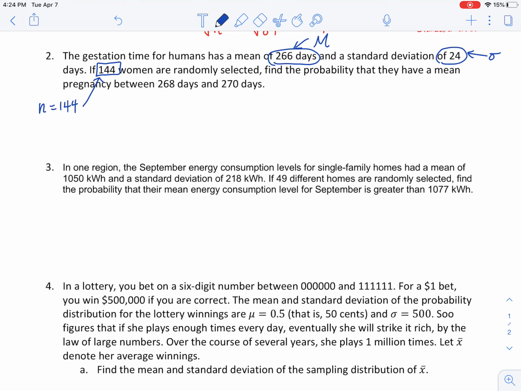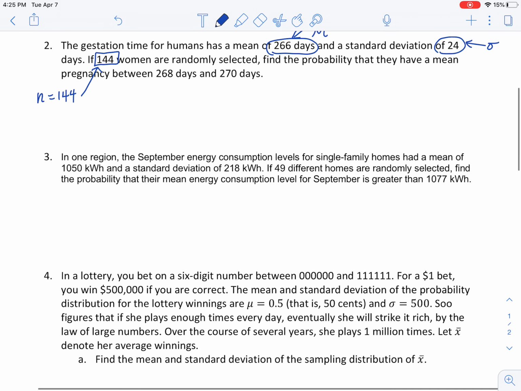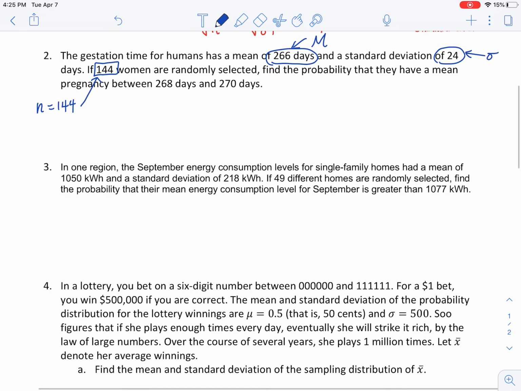If 144 women are randomly selected. Now they're randomly selecting 144, so that's my sample size. If n equals 144 are randomly selected, find the probability that they have a mean pregnancy between 268 days and 270 days. Now, these are the fun type problems.